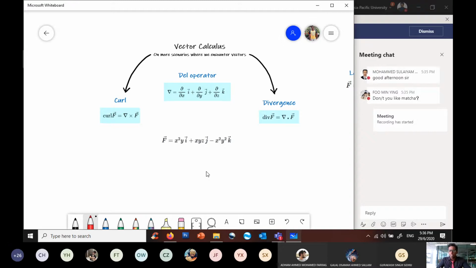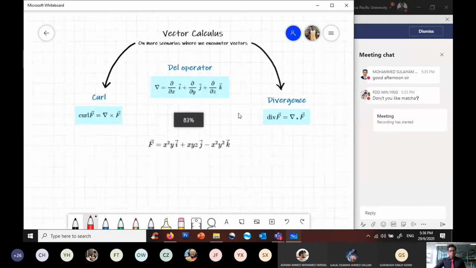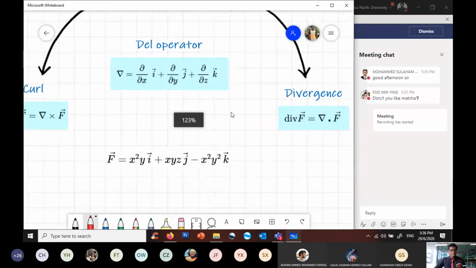So previously, we learned about gradient vectors, and we saw that we also come across vectors when we are dealing with directional derivatives. So two things. Today, another two scenarios where you will encounter vectors: curl and divergence.